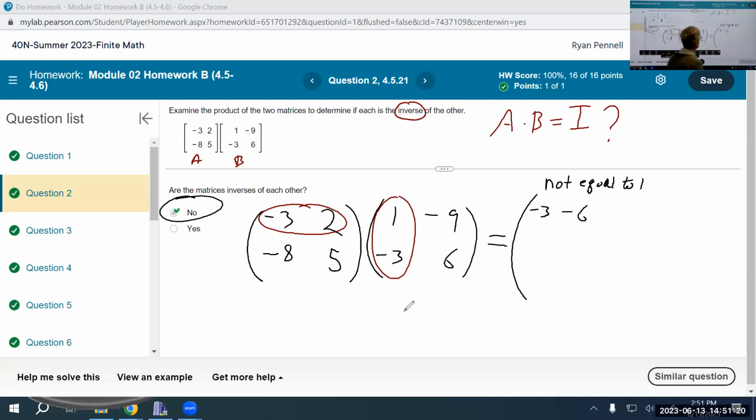How would I know? Well, if I multiply these together, it would have to be 1, 0, 0, 1. These are 2 by 2, so it would look like 1, 0, 0, 1. That's what their product would have to look like if they were inverses of each other, which they are not. So that's why I believe they're not inverses of each other.